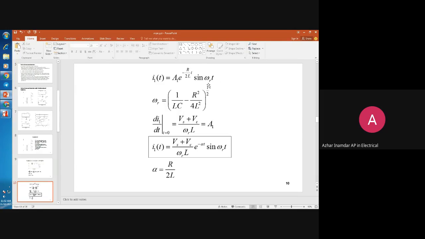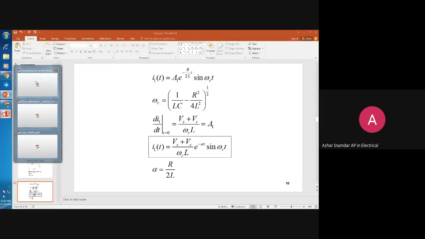This equation is given directly in the textbook, but I have solved it here for mode 1. Mode 1 will be from 0 to Tm1, T1m. Now we just have to take the Laplace transform and find the current. This is very simple, no need to explain this. If you have any doubt, you can contact me. So we have found the current i1 of s.